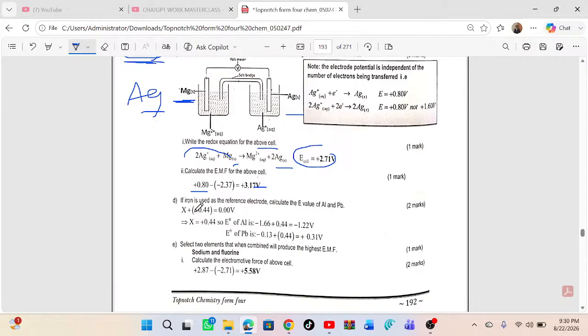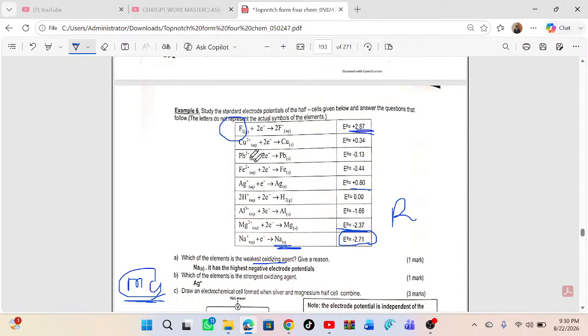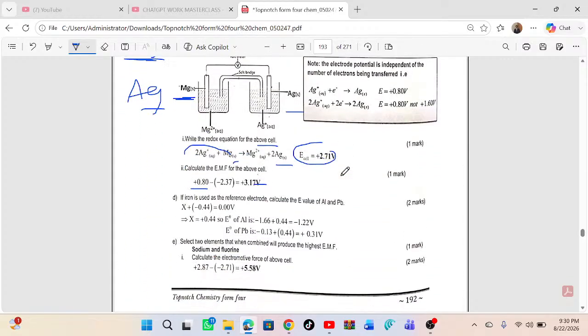Swali inayofuata: if iron was used as a reference electrode, calculate the E value of aluminum and lead. Saizi ile kitu tunatumia reference electrode tulisema ni hydrogen. Kwa sababu gani? Because iko na 0.00 volt. So tunakuja kwa iron. Tunasema iron electrode potential yake ni ngapi? Ferrum. Yes. 0.44. We have the 0.44.